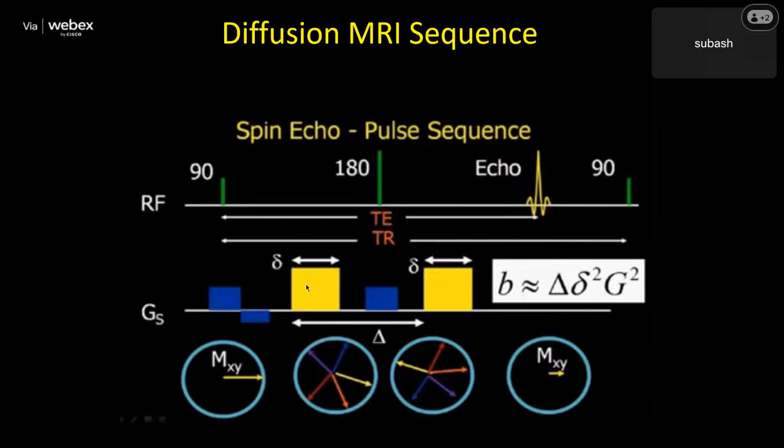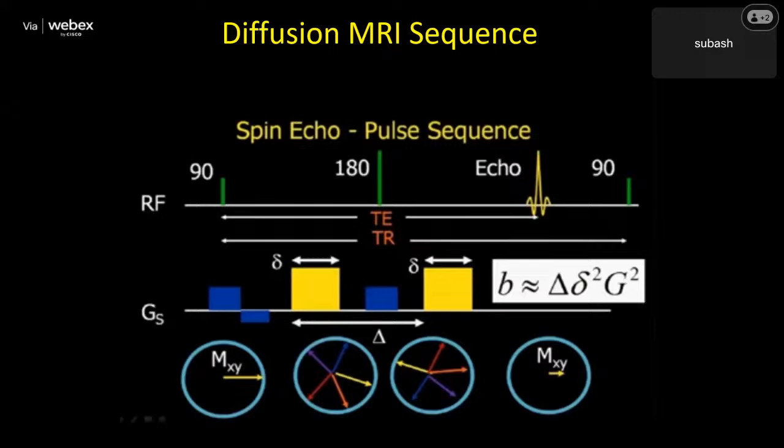You sensitize the tissues using this gradient. But because the water molecules have moved from that location, you won't be able to fully refocus all the nuclei to the original situation. So there will be a drop in the signal, because not as many nuclei are available for producing the signal.